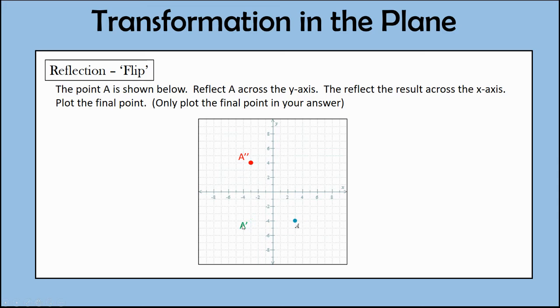Okay, that's how we usually do it. There's A prime, the first movement, there's A double prime, the second movement, and it said only plot your final point. So this would be the only point in your answer right there.